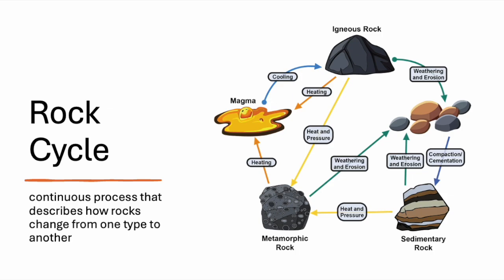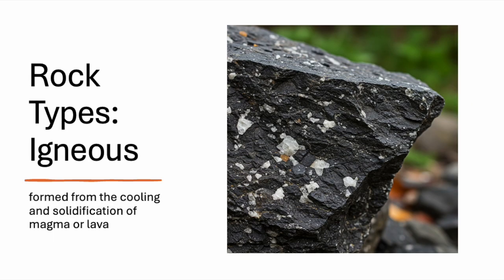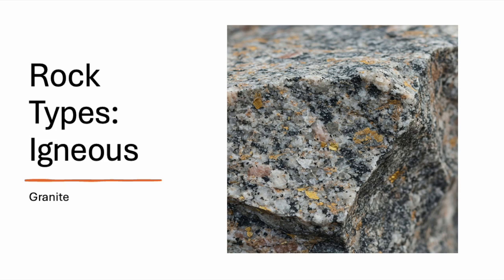There are three major types of rock: igneous, sedimentary, and metamorphic. Igneous rocks are formed from the cooling and solidification of magma or lava. Magma is molten rock beneath Earth's surface, while lava is magma that has erupted onto the surface. When magma or lava cools, it forms crystals that lock together to create igneous rocks. Granite is an example of an igneous rock.